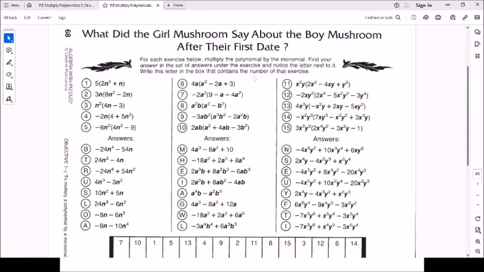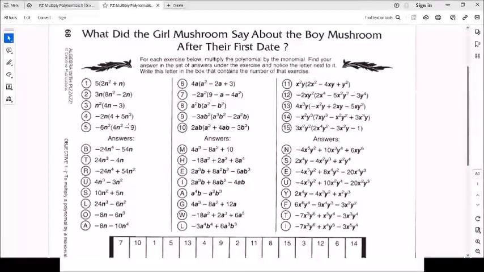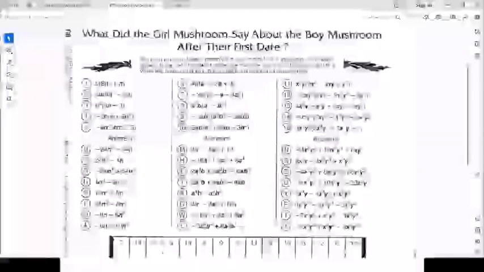So the overall riddle we're trying to solve with this puzzle: what did the girl mushroom say about the boy mushroom after their first date? I can't wait to find out. For each of these exercises, we're supposed to multiply this thing out and find the answer down below. Whatever letter the answer is, we put that letter in the box that has the number of the problem we just did. So for example, if we found that the answer for number 1 was this O right here, I don't know what it is just yet, but if it were, we would put the O in the 1 box down here. So let's go ahead and see what the answer to this riddle is.